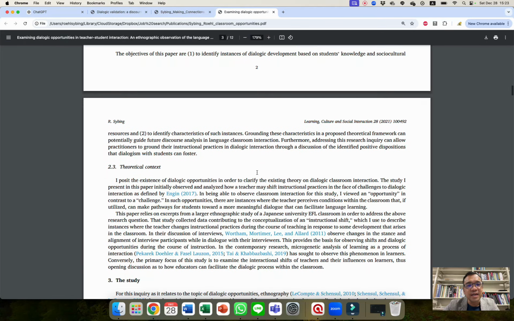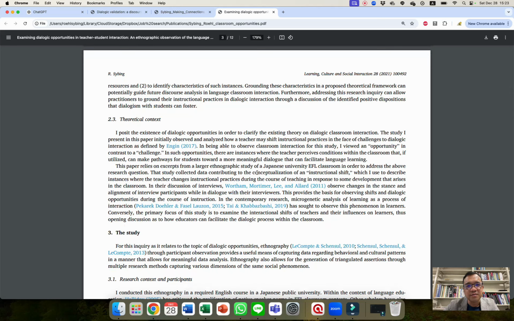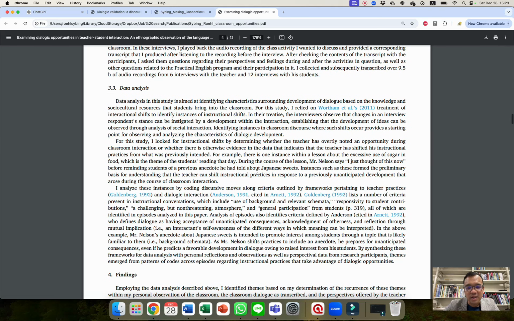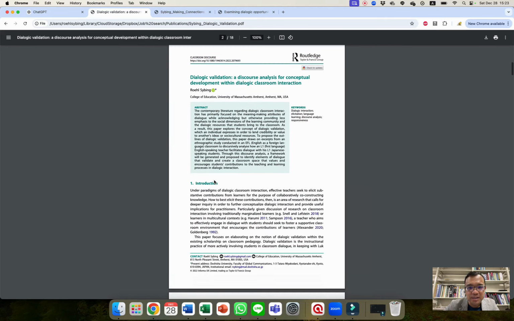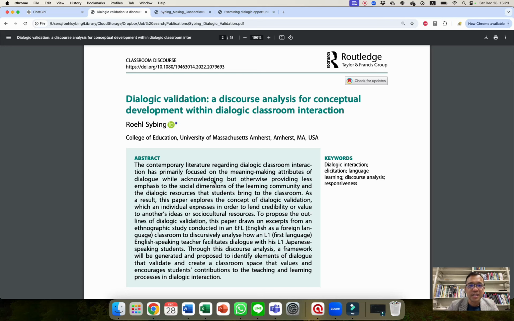And the idea is for teachers to identify how they can take advantage of dialogue with students in order to further learning outcomes. And the third one, which was published in 2022, is dialogic validation. Basically, how does a teacher in a language classroom exhibit, or practice, responsivity towards what students are saying and contributing to classroom dialogue, so that students can feel empowered to contribute further when they might otherwise be hesitant to speak in a foreign language.